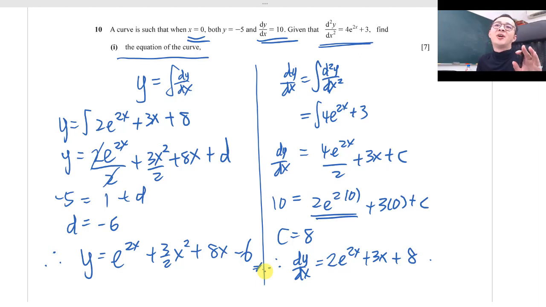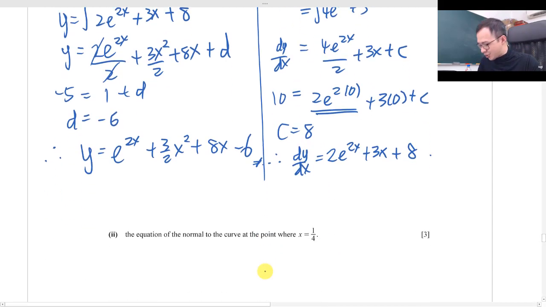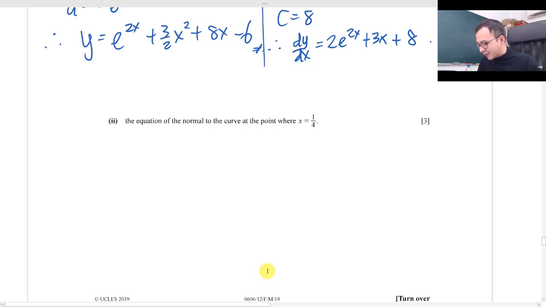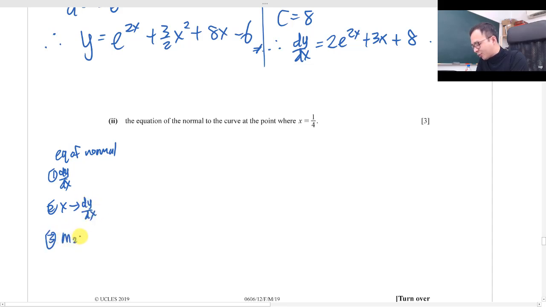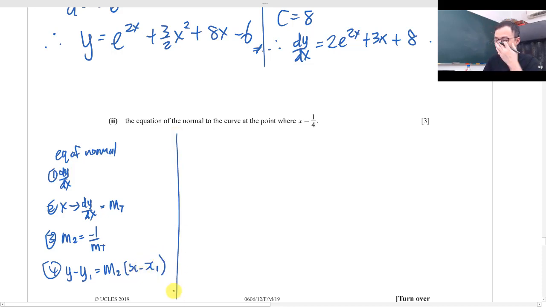Unit vector is in your IGCSE syllabus, so make sure you know how to do it. And magnitude is basically just Pythagoras. Alright, the second part, the equation of the normal to the curve. I have said many times how to get the equation of a normal. You just follow these steps. Step 1, do dy/dx. Step 2, sub the x value into dy/dx. Step 3, find m2 equals negative 1 over m1, where m1 is the gradient of the tangent, which you already get in step 2. Step 4, you form the equation: gradient of normal, y minus y1 equals m(x minus x1). You just follow these 4 steps and then you can easily get the equation of the normal.